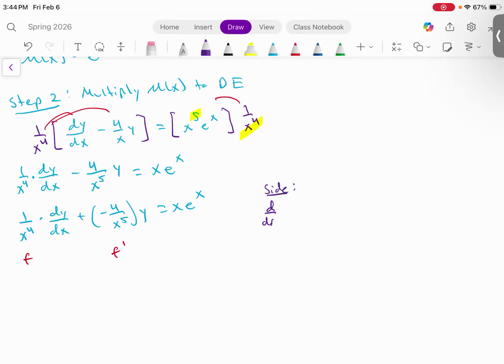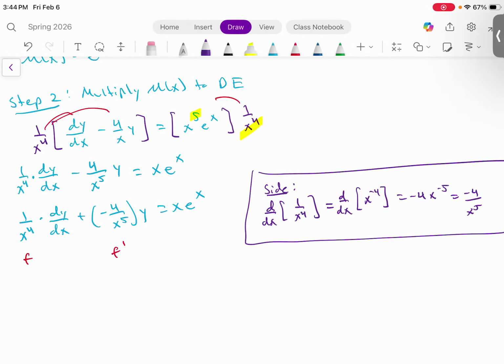So the derivative of 1 over x to the fourth, remember, we would need to bring it up to use a power rule. So if we take a derivative of x to the negative fourth, it'd be negative 4x to the negative fifth, which is the same thing as negative 4 over x to the fifth. So if you don't believe me, there's some side work that could convince you.